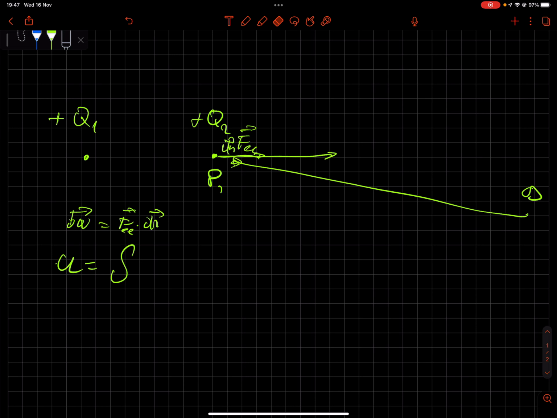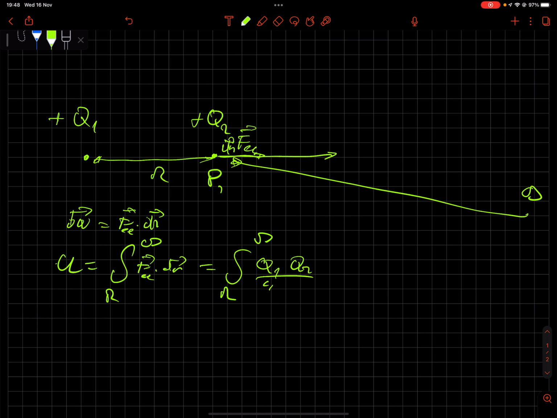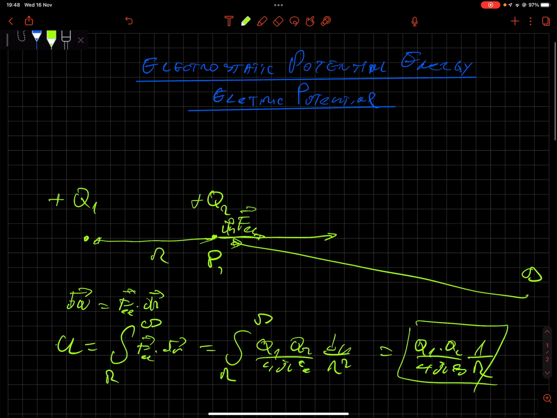So this is the distance, let's say distance r. So from the distance r to infinity, electric force dr, but this is from here to here, so we can forget about the vectors. And we all know that electric force is Q1 Q2 divided by 4 pi epsilon naught r square. When we solve this simple integral, we have Q1 times Q2 over 4 pi epsilon naught, times 1 over r. So this is the formula for electrostatic potential energy.